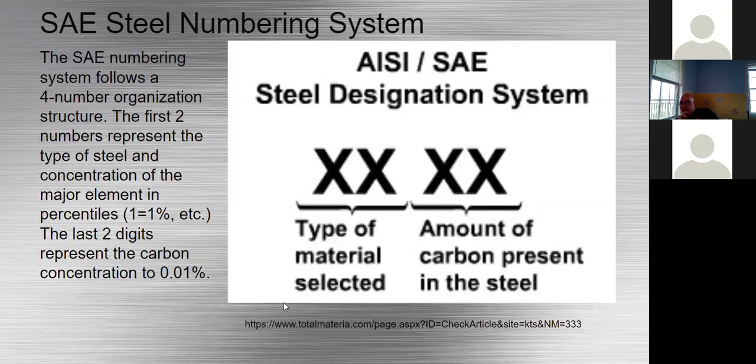The SAE steel numbering system follows a four-digit organization structure. The first two numbers represent the type of steel and the concentration of the major element in percent, with a 1 equaling 1%, basically like that. And the last two digits represent the carbon concentration to 0.01%.